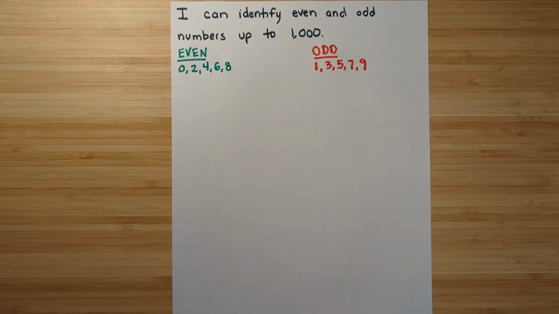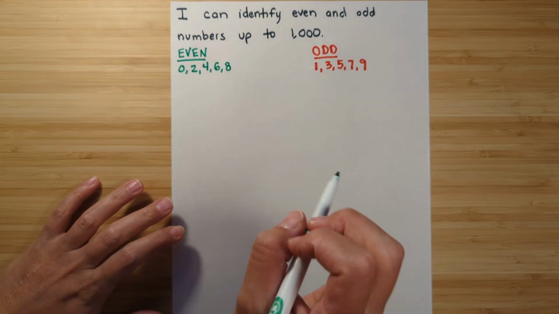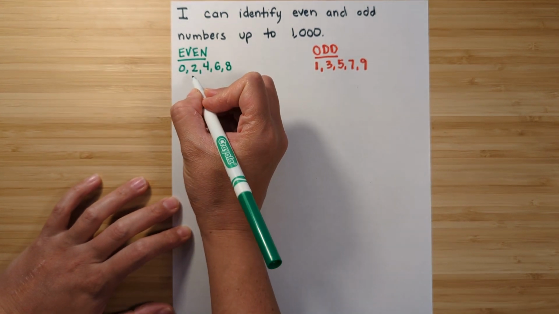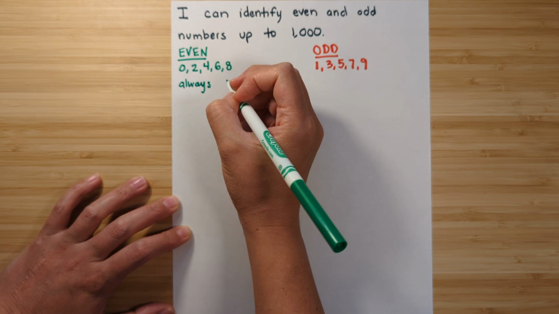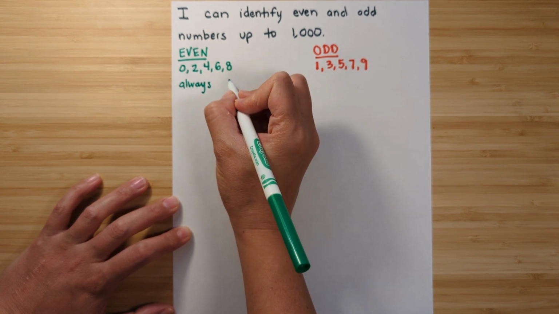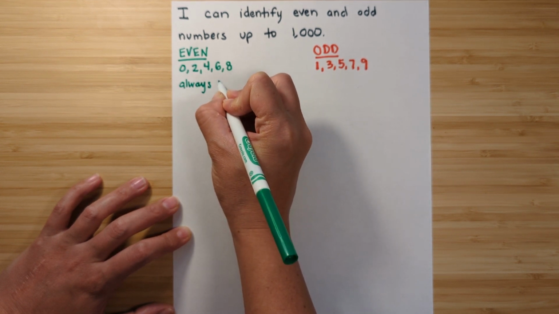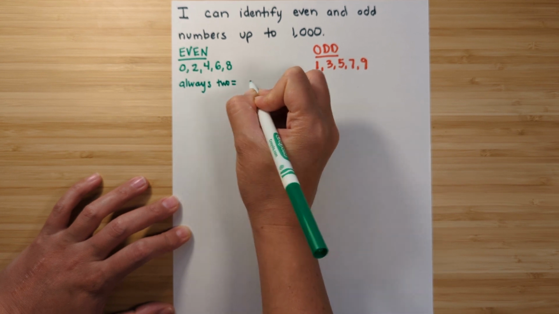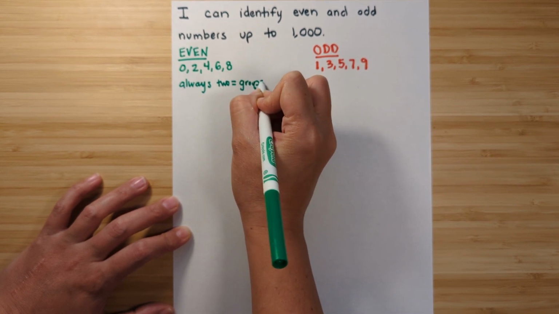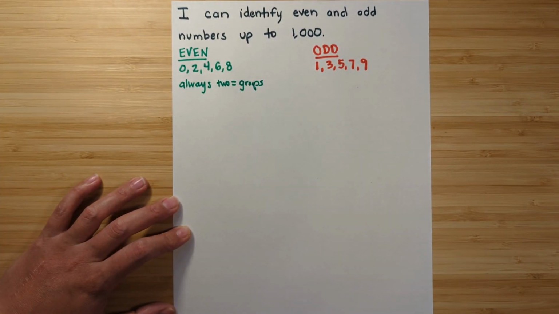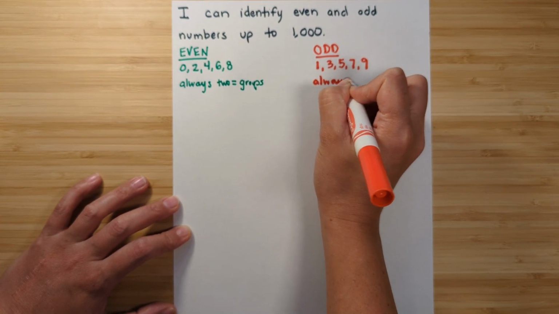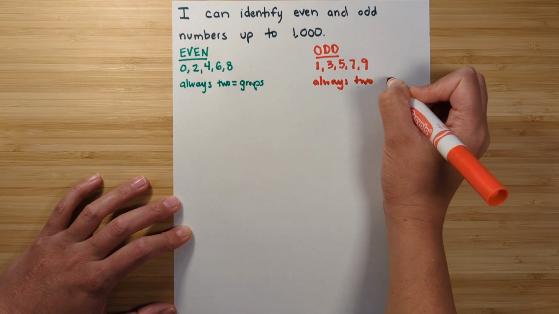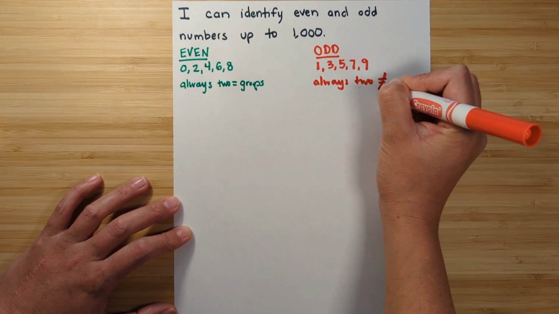So even numbers, the difference between the two is these can always be evenly divided into two equal groups. The odd numbers, these will always be divided into two unequal groups.